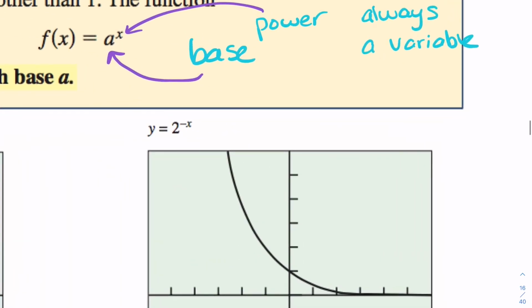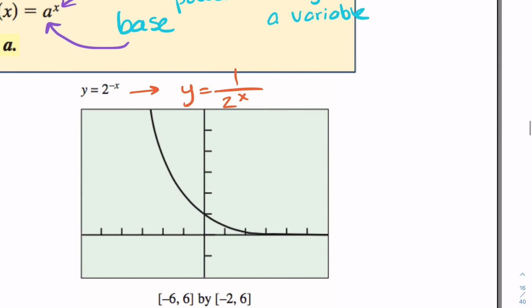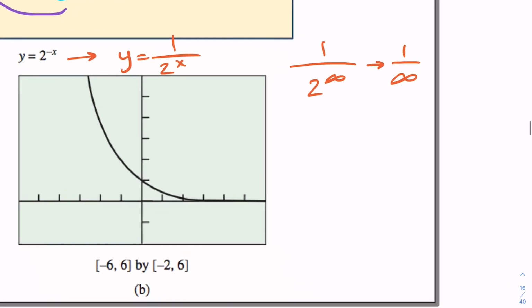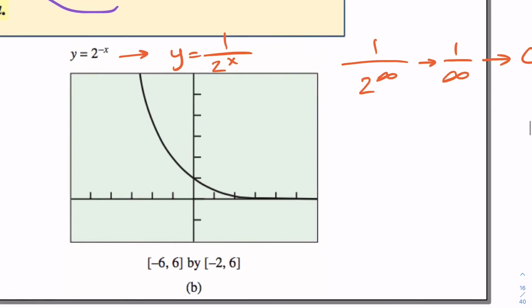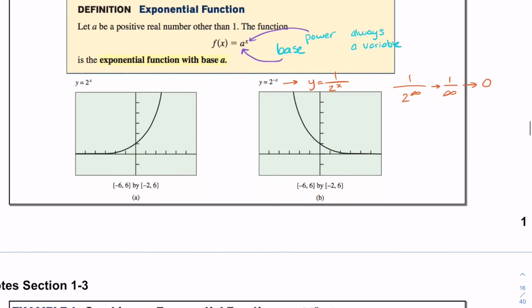Remember that 2 to the negative x is equivalent to 1 over 2 to the x. So what's happening is, as I approach infinity, it's becoming 1 over 2 to the infinity, or 1 over infinity. And infinity is like a million, billion, trillion. So 1 over a trillion is almost nothing. It approaches this idea called 0. It gets closer and closer to 0, which you see happening as you have 2 to the negative x. Okay?